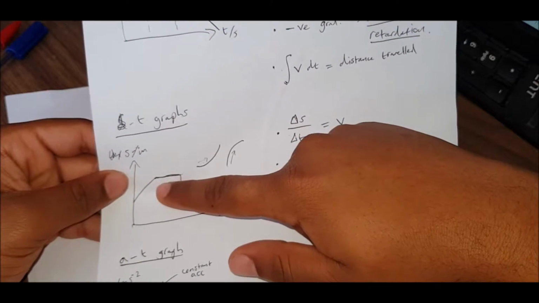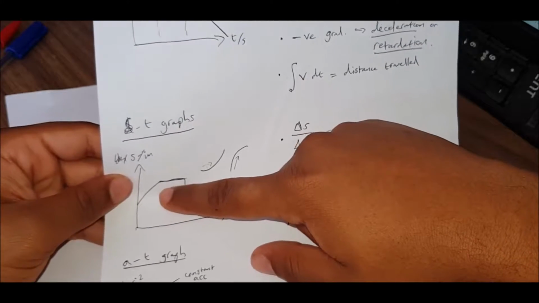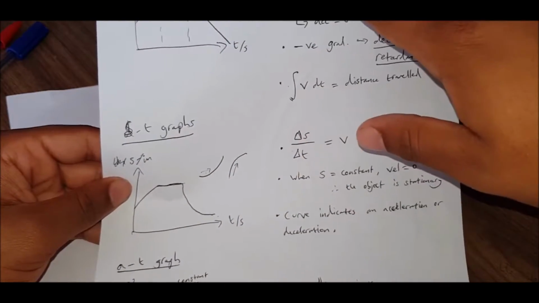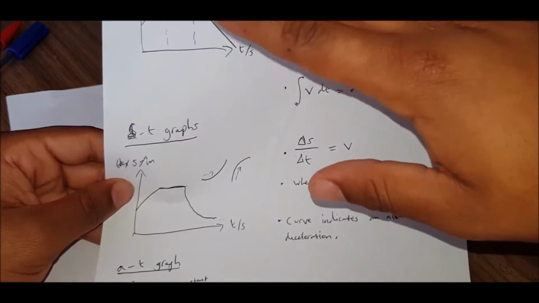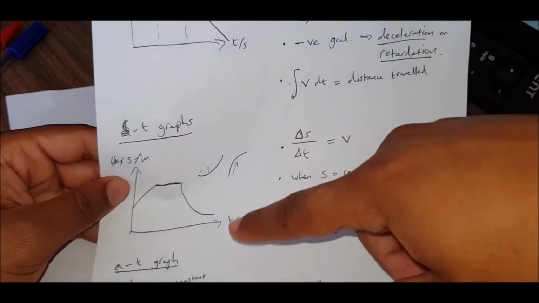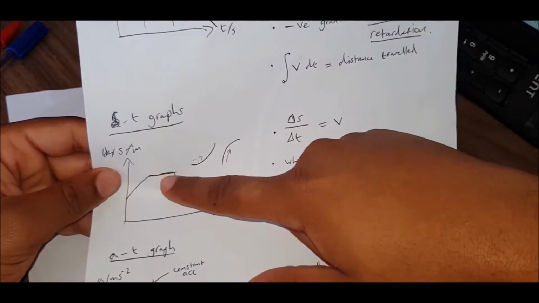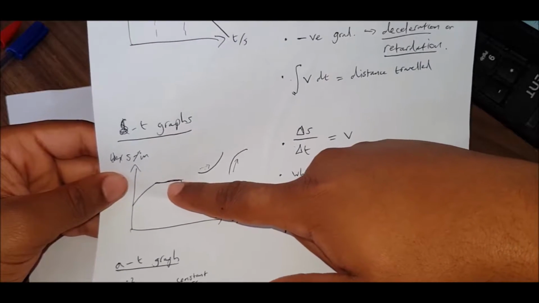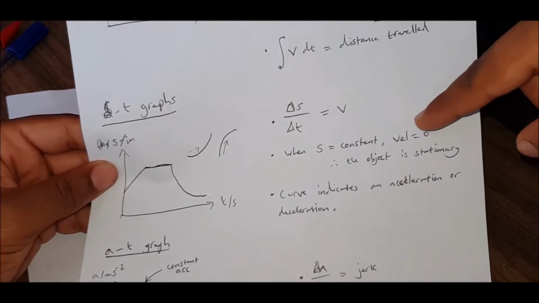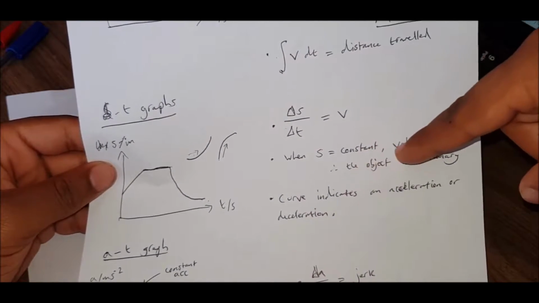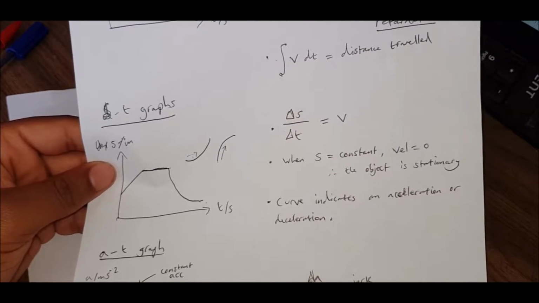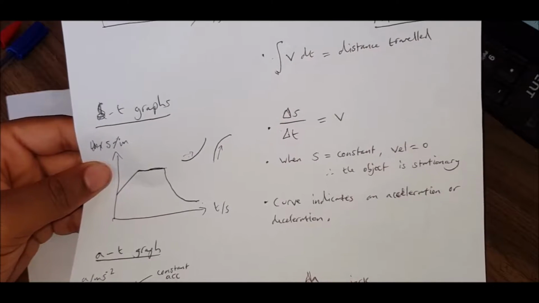A positive or negative gradient indicates a constant velocity. So constant velocity moving upwards or moving downwards, straight line. Now, when you have a constant displacement, that means the velocity is equal to 0. Therefore, the object is stationary. The object does not move. You know, 0 velocity, you're not going anywhere at all, are you?